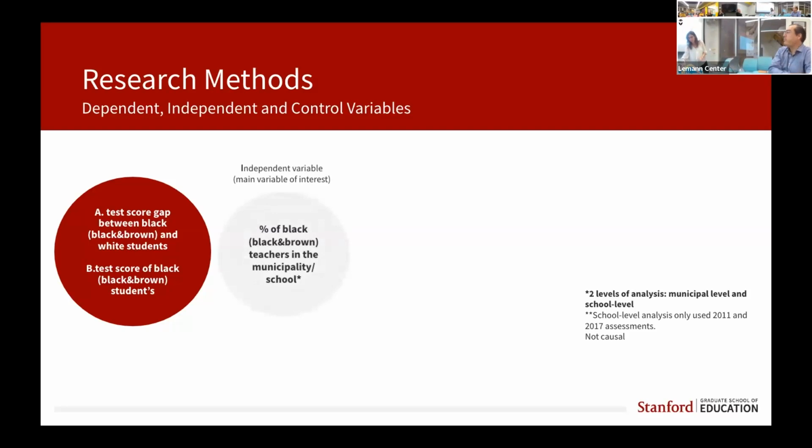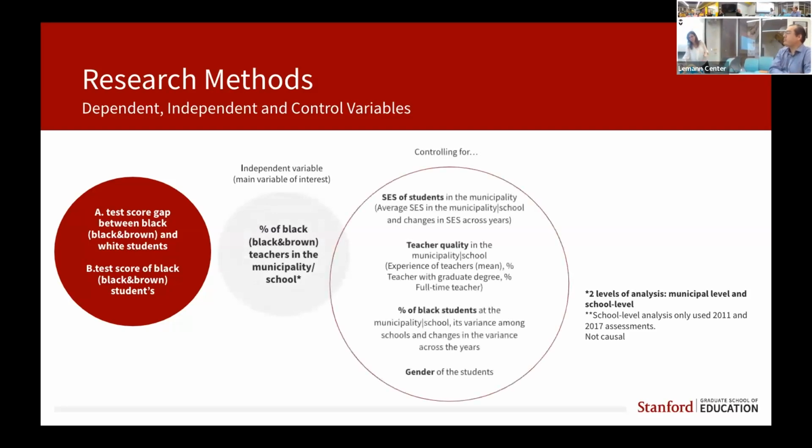My main dependent variable was the percentage of Black teachers in the municipality or in the school. We had two levels of analysis in this research, municipal and school, and we controlled for the socioeconomic status of the students in the municipality or in the schools.